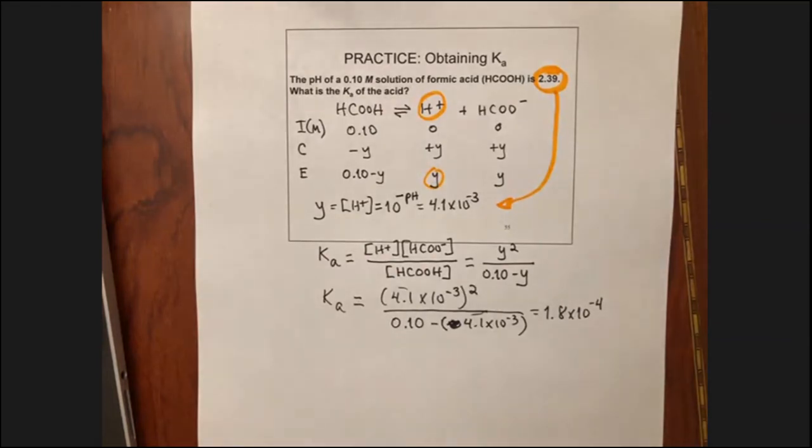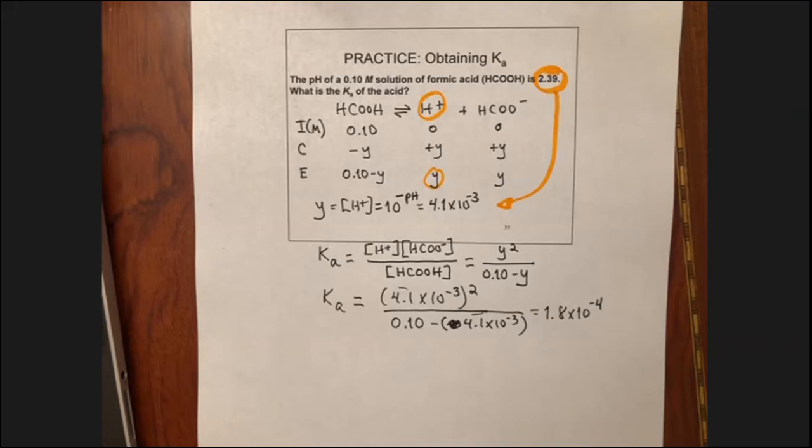Let me see some of the questions you guys have here. The hydrogen attached to oxygen is the only one that is ionized. Yes, that is correct in this case. This acid is what we call a monoprotic acid. Remember, it only has one ionizable hydrogen.